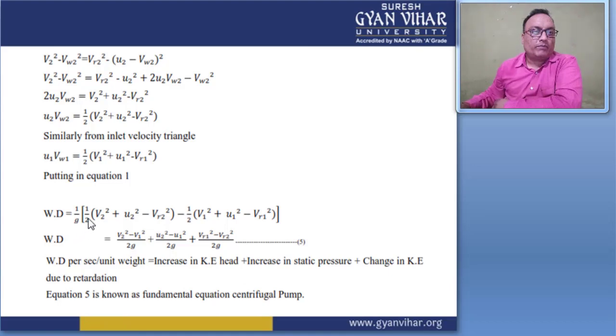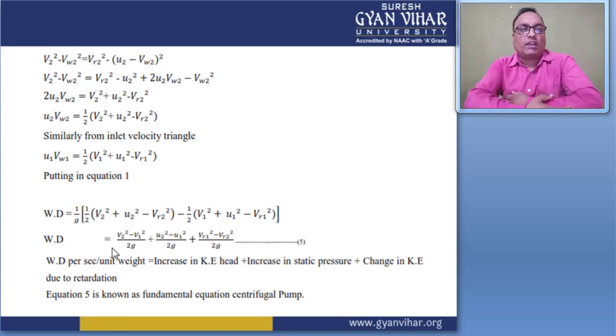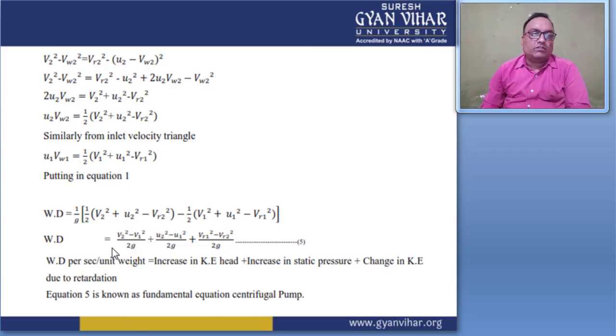1 by G, half V2 square plus U2 square plus Vr2 square minus half, like this. So the work done is V2 square minus V1 square by 2G, plus U2 square minus U1 square by 2G, plus Vr2 square minus Vr1 square by 2G. This is equation number 5, and this shows this is the sum of increase in kinetic head, increase in static head, and the change in kinetic energy due to retardation.